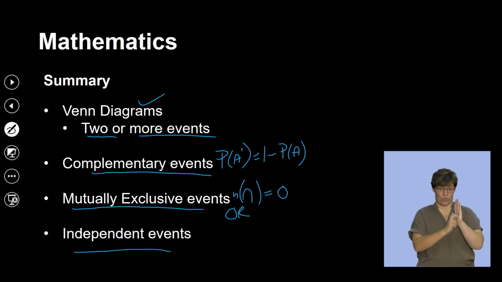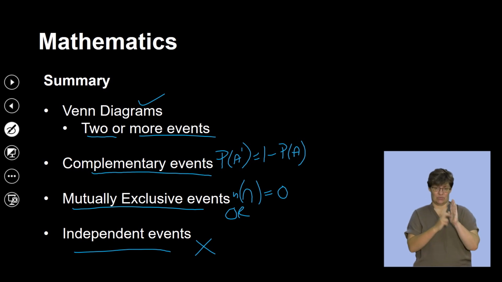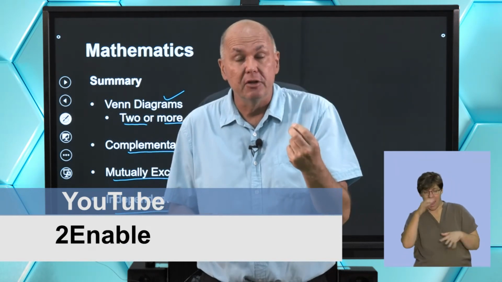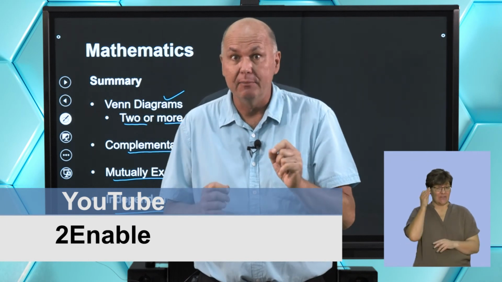For independent events, we're going to use the multiplication rule. Guys, I hope you've got a good idea now of more tools in your toolbox, and you're in a better position to predict what the chance of a future event taking place will be.